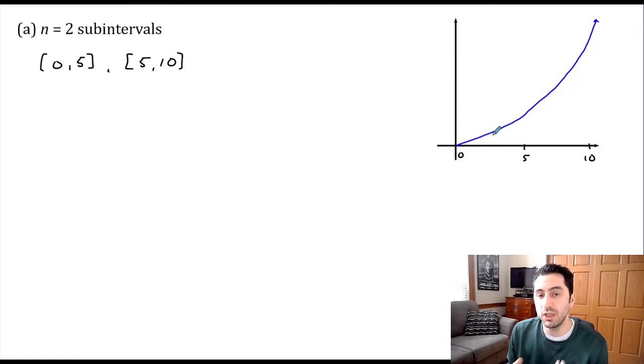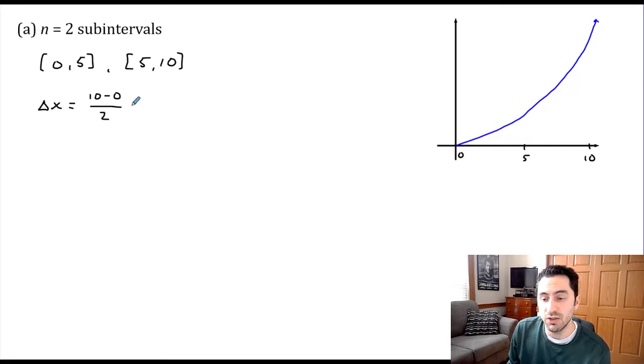So to do this, we need two things. We need to know the width of each rectangle, and we need to know the height of each rectangle. The width of the rectangle, or delta x, or the change in x, we can find that by taking the width of the entire interval and dividing it by the number of subintervals we're using. So 10 minus 0, so that gives me the entire width of the interval we're looking at, and we want to cut that into two pieces. So each of our rectangles is going to have a width of 5.